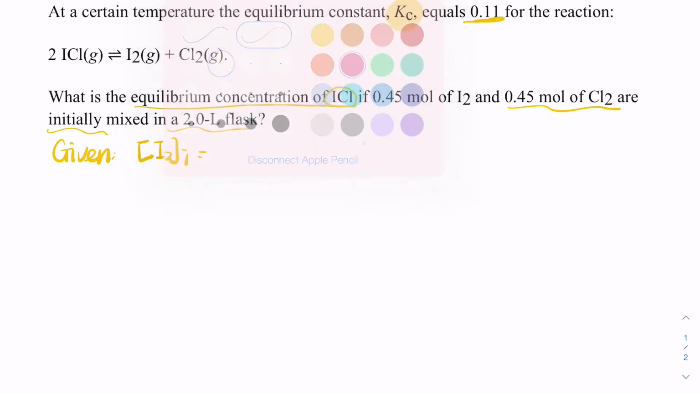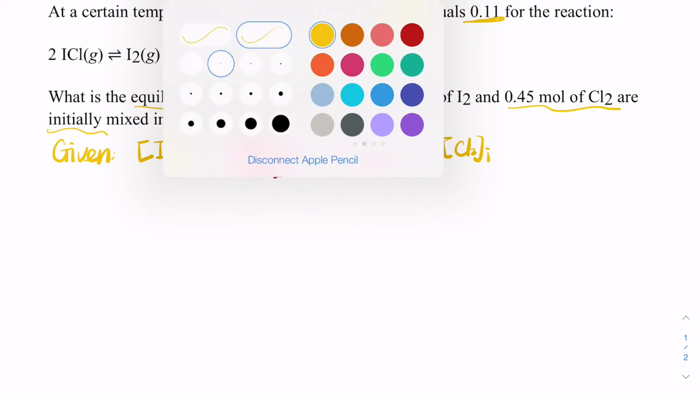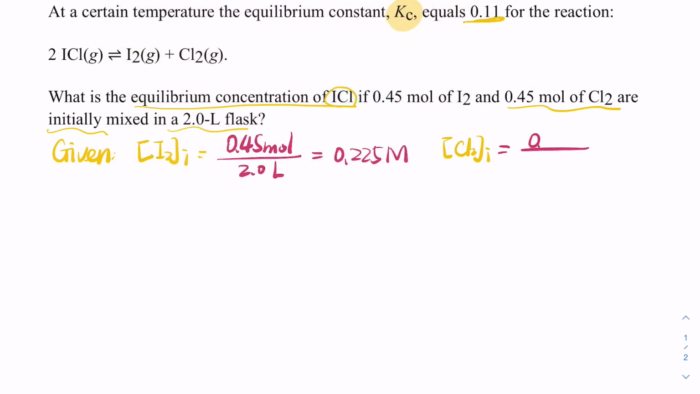I'm going to use a different color. Moles over liter. Make sure you do this, otherwise everything will be off from this point. What about the other one? We do the same: the initial concentration of Cl2 is 0.45 divided by 2 liters, the same concentration, so 0.225. These are the initial concentrations.